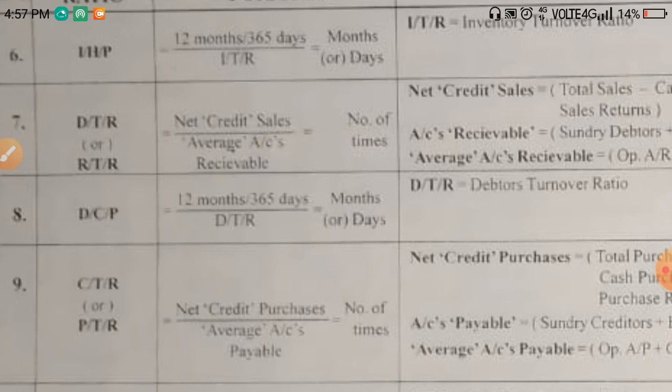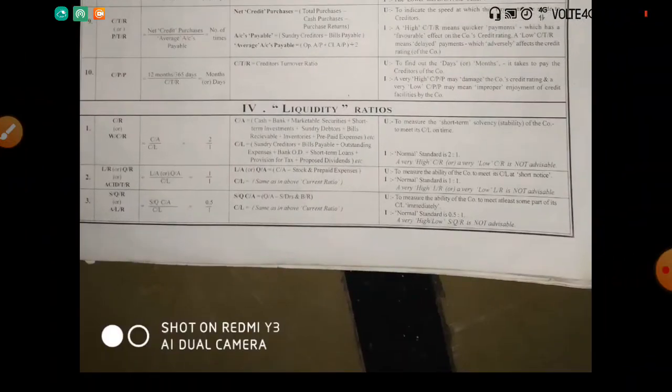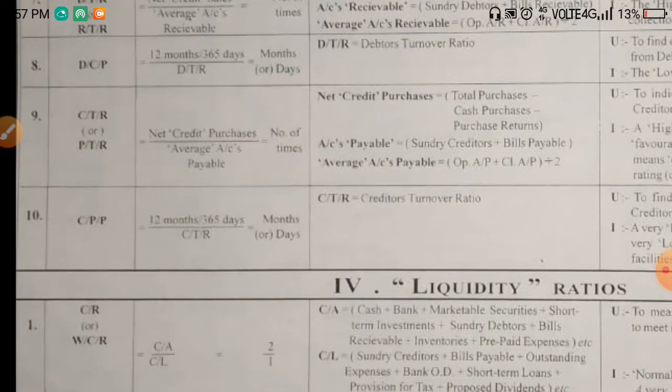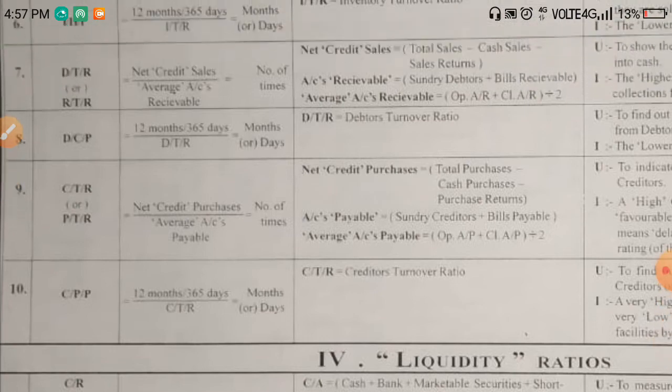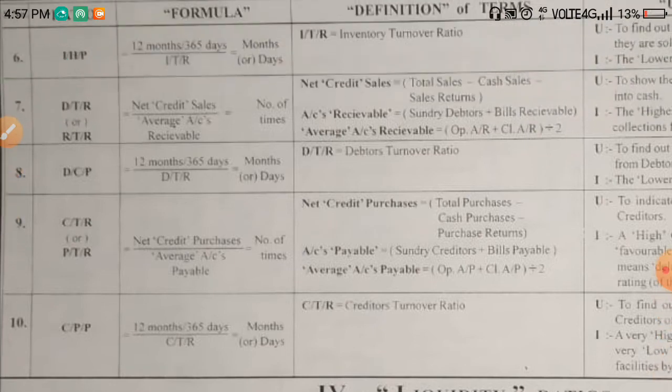Next, debtors collection period. Debtors collection period is similar to the earlier one: 12 months or 365 divided by debtors turnover ratio. How to get debtors turnover ratio?